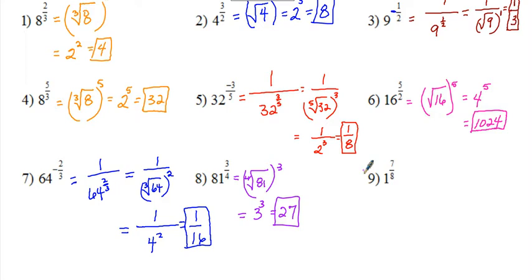Number 9. You can certainly convert this to the 8th root of 1 to the 7th power, but what is 1 to any power? You should remember this. 1 to any power is always 1. Doesn't matter if it's a rational power or not. Or you convert this to the 8th root of 1 to the 7th power, you'll still get 1.